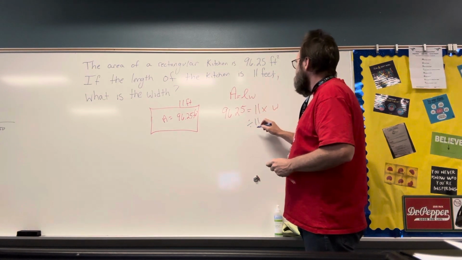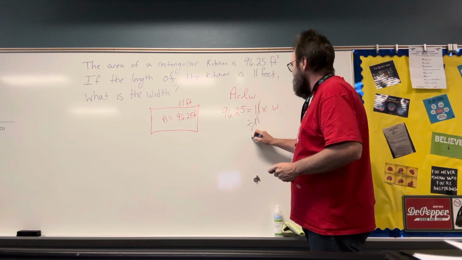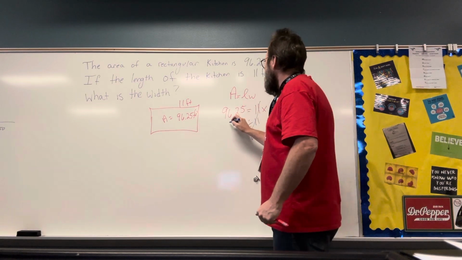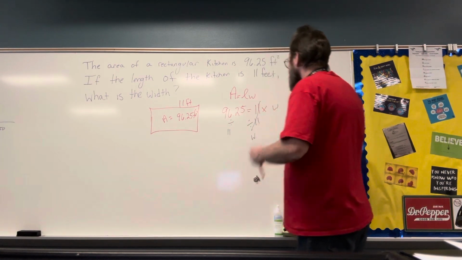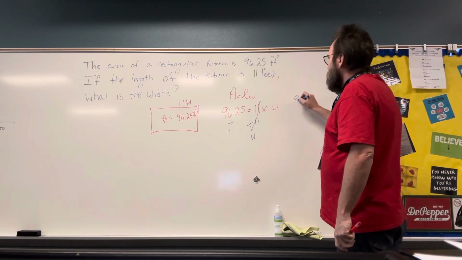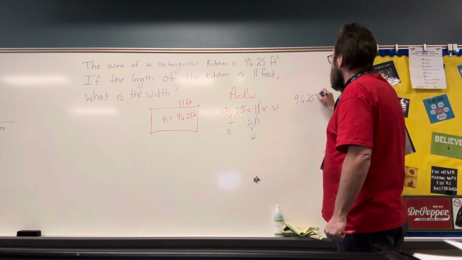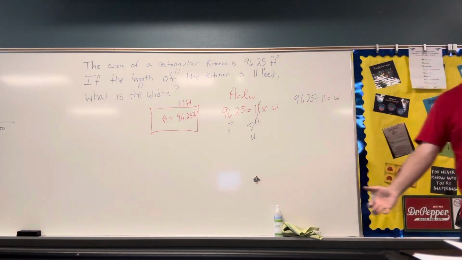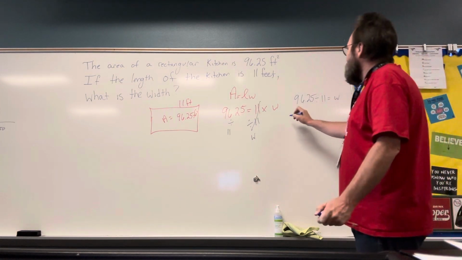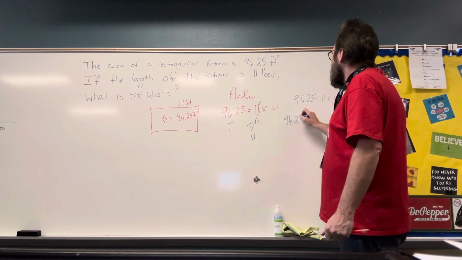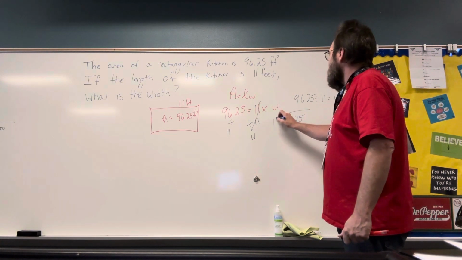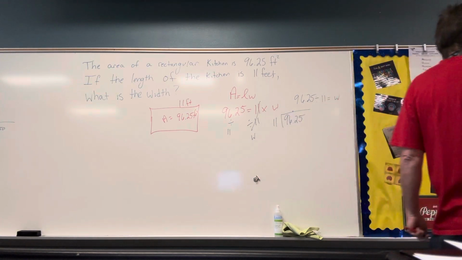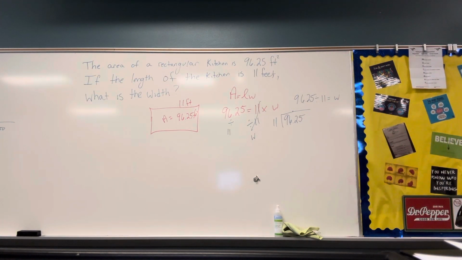If I divide this side by 11, these cancel out and I end up with just W. If I divide this side by 11, I'm going to end up with 96 and 25/100 divided by 11 equals W. Well, now that's easy to do. So I just take 96 and 25/100 and divide it by 11. When I divide with a decimal point, it goes straight up. The decimal point goes straight up.